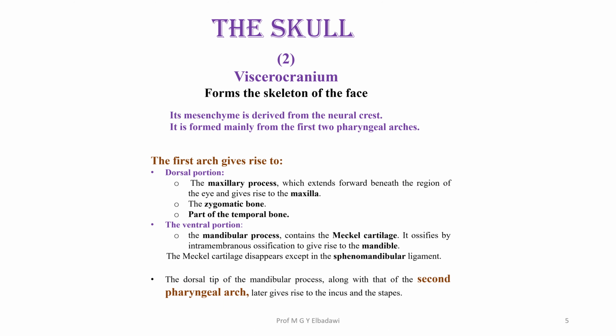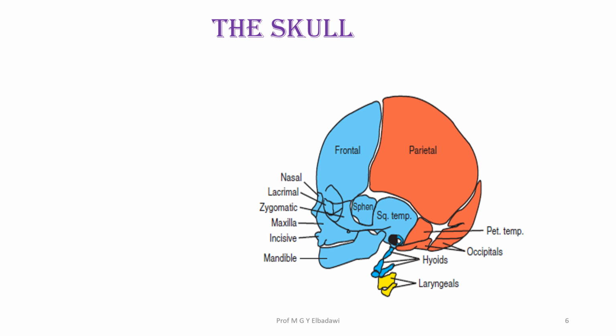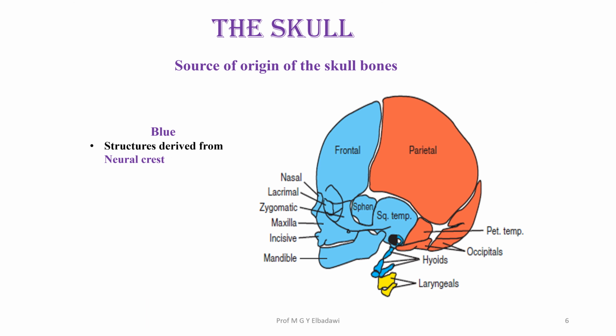The dorsal tip of the mandibular process, together with the second pharyngeal arch, later will give rise to two ossicles of the middle ear, the incus and the stapes. Now, let's look at the source of origin of the skull bones during development. Those in blue are derived from the neural crest, as you can see here.